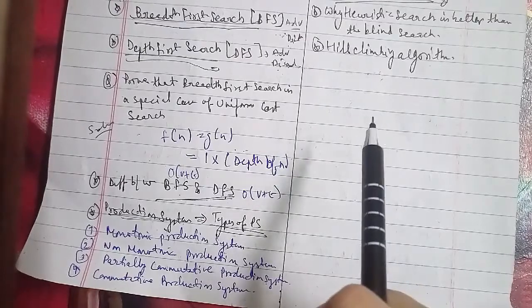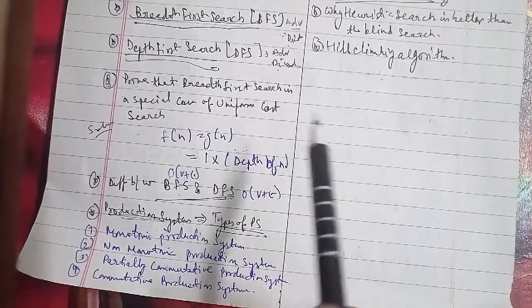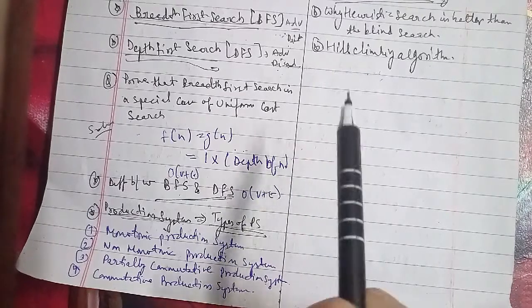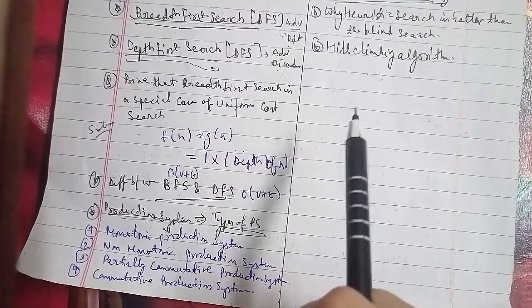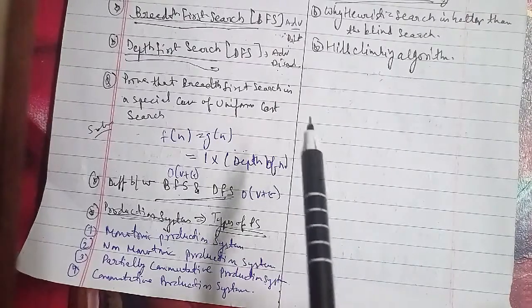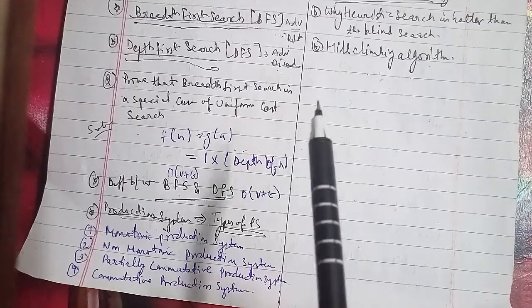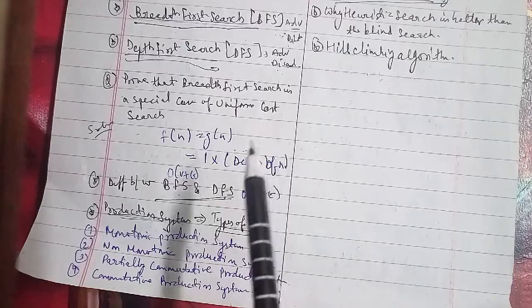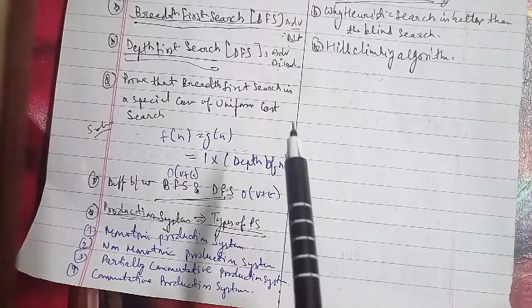The hill climbing algorithm states: evaluate the initial state; if it is also a goal state, then return it and quit. Otherwise, continue with the initial state as the current state. Loop until a solution is found, or until there is no new operator left to be applied in the current state.